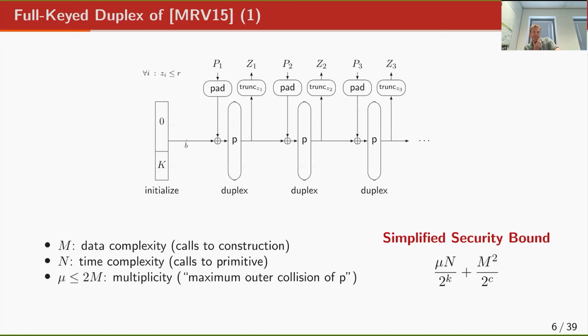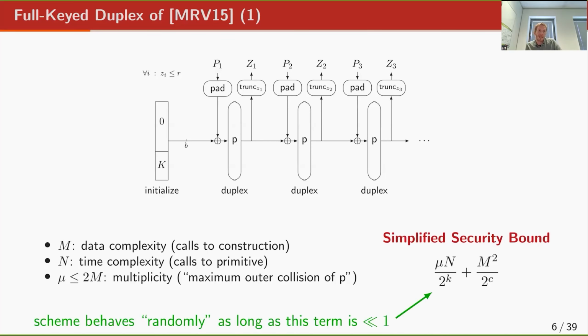But looking back at it right now, this is a bit debatable to have this multiplicity there. So first of all, what this means is the scheme behaves like a random duplex, whatever that means, as long as this term is at most 1. I will come back to this later, what this means for such a bound to be secure.